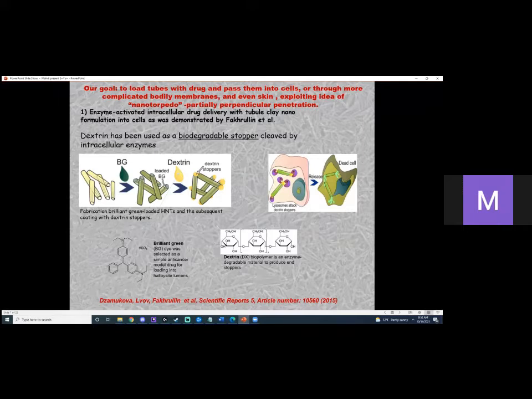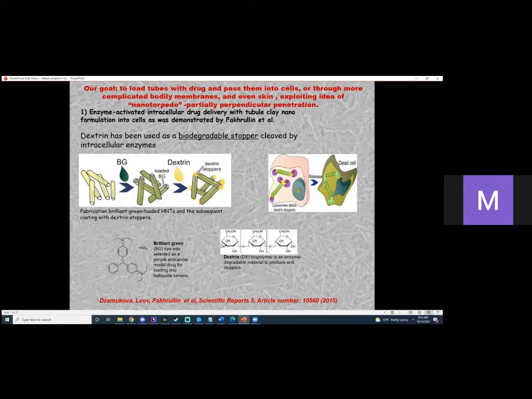Fakhrullin. So what exactly was done? Well, brilliant green dye was selected as a simple anti-cancer model drug for loading into the halloysite lumens. After loading was complete, dextrin stoppers were placed at each end of the tubules to prevent leakage of the dye. Then it was delivered to the cell, where the stoppers degrade due to biodegradation properties, and the dye releases into the cells.